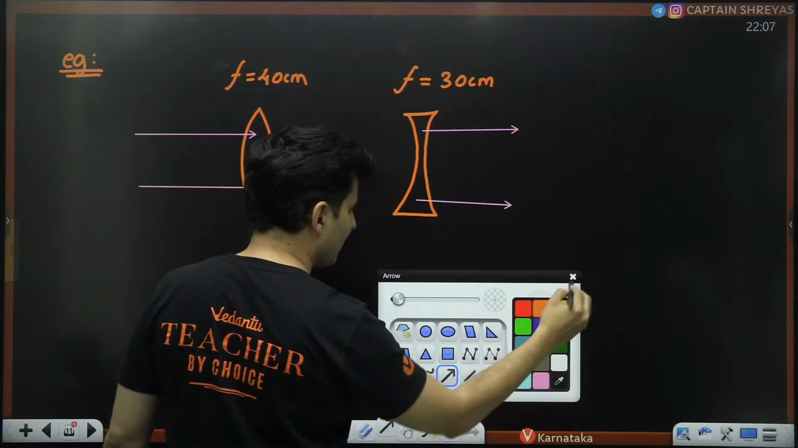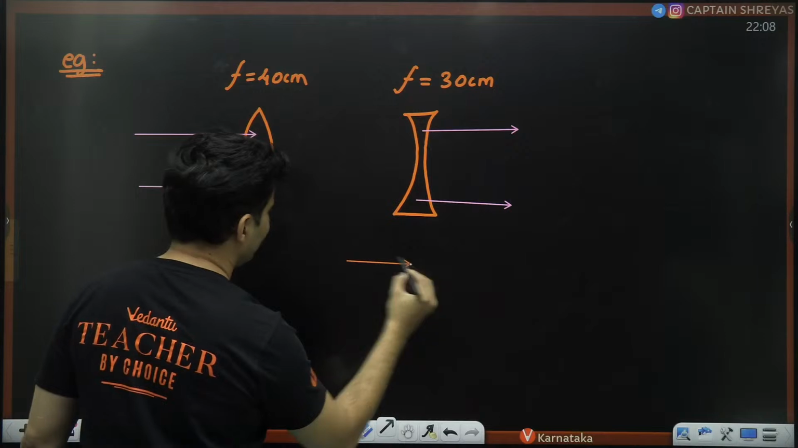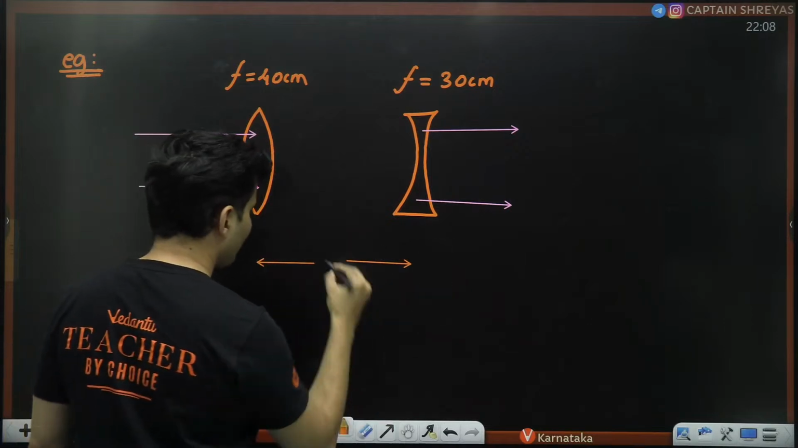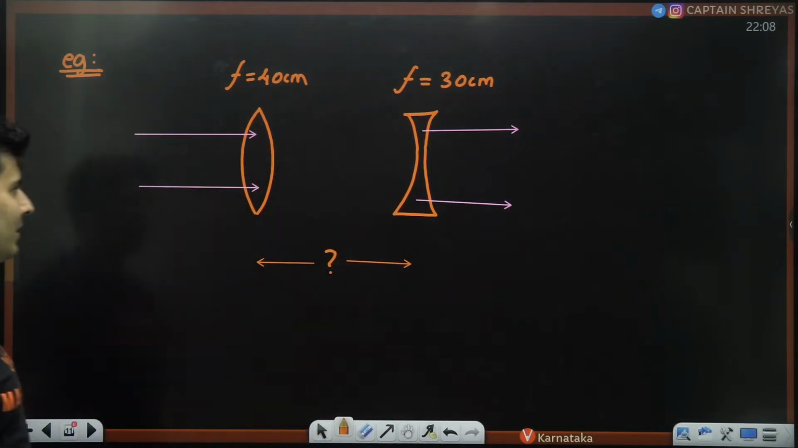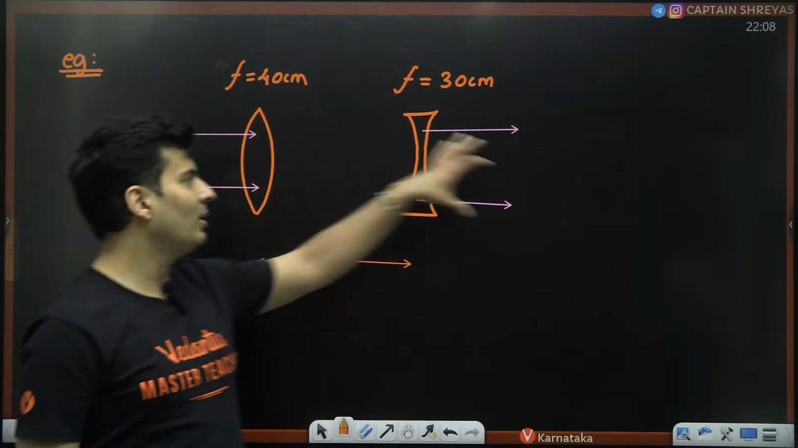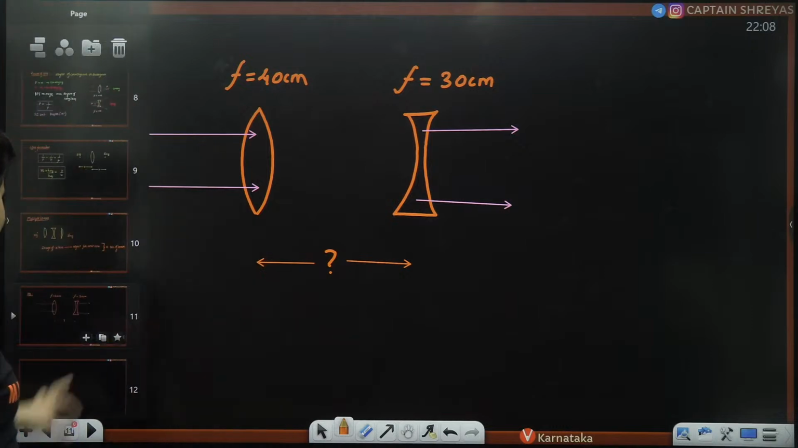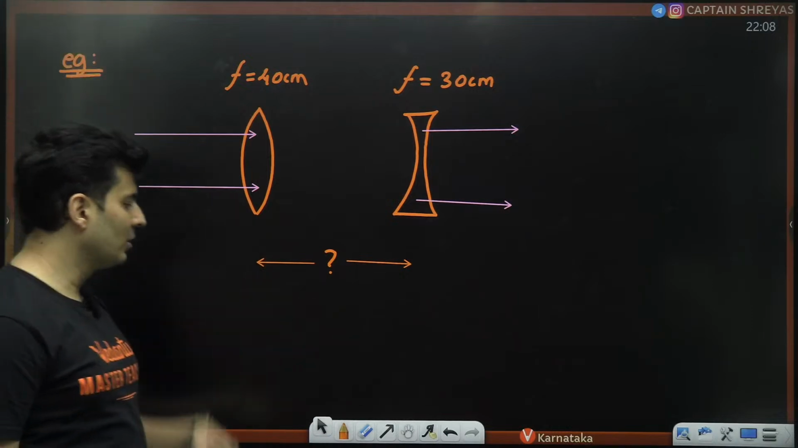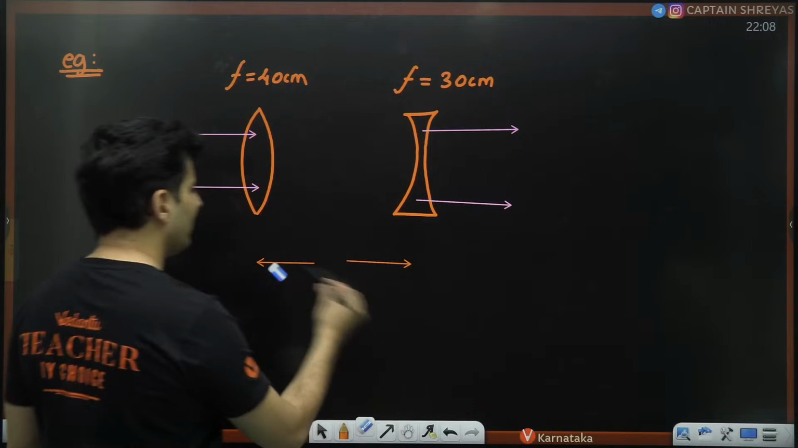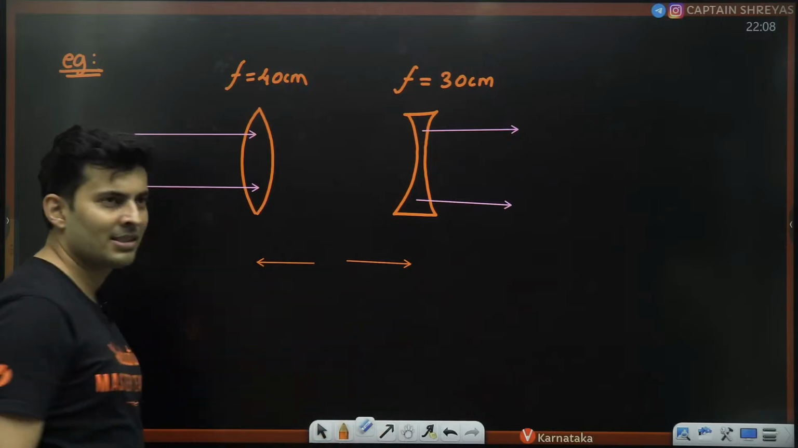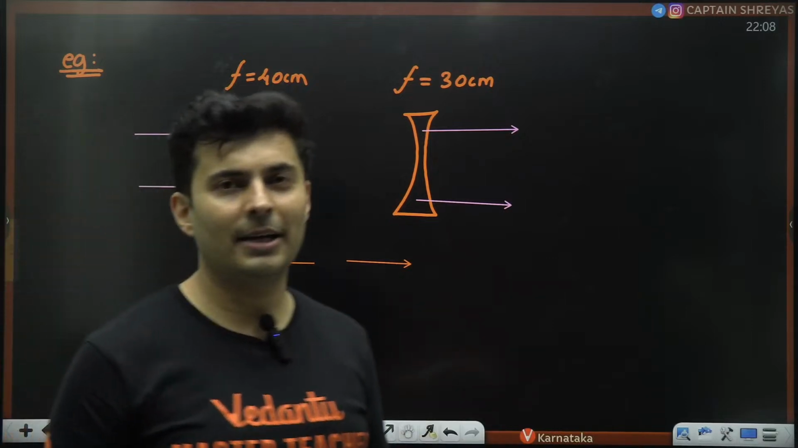And the question was, can you figure out what's the distance between these two lenses? A parallel beam of light falls here and it emerges out also parallelly. It's a combination of lens question and we have to figure out the distance between the two lenses. I'll tell you, you don't even have to use the lens formula multiple times. Just have to think in terms of ray diagram.